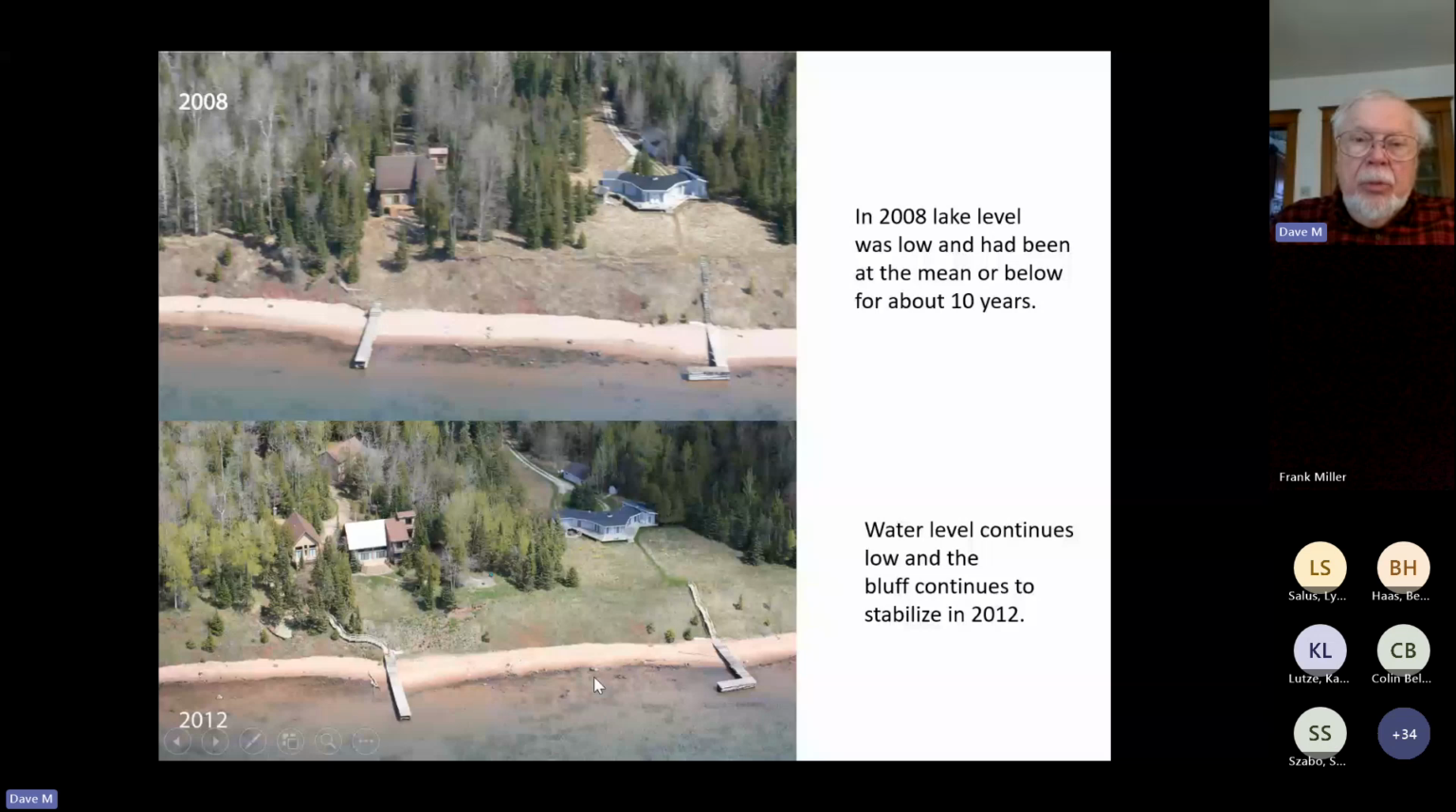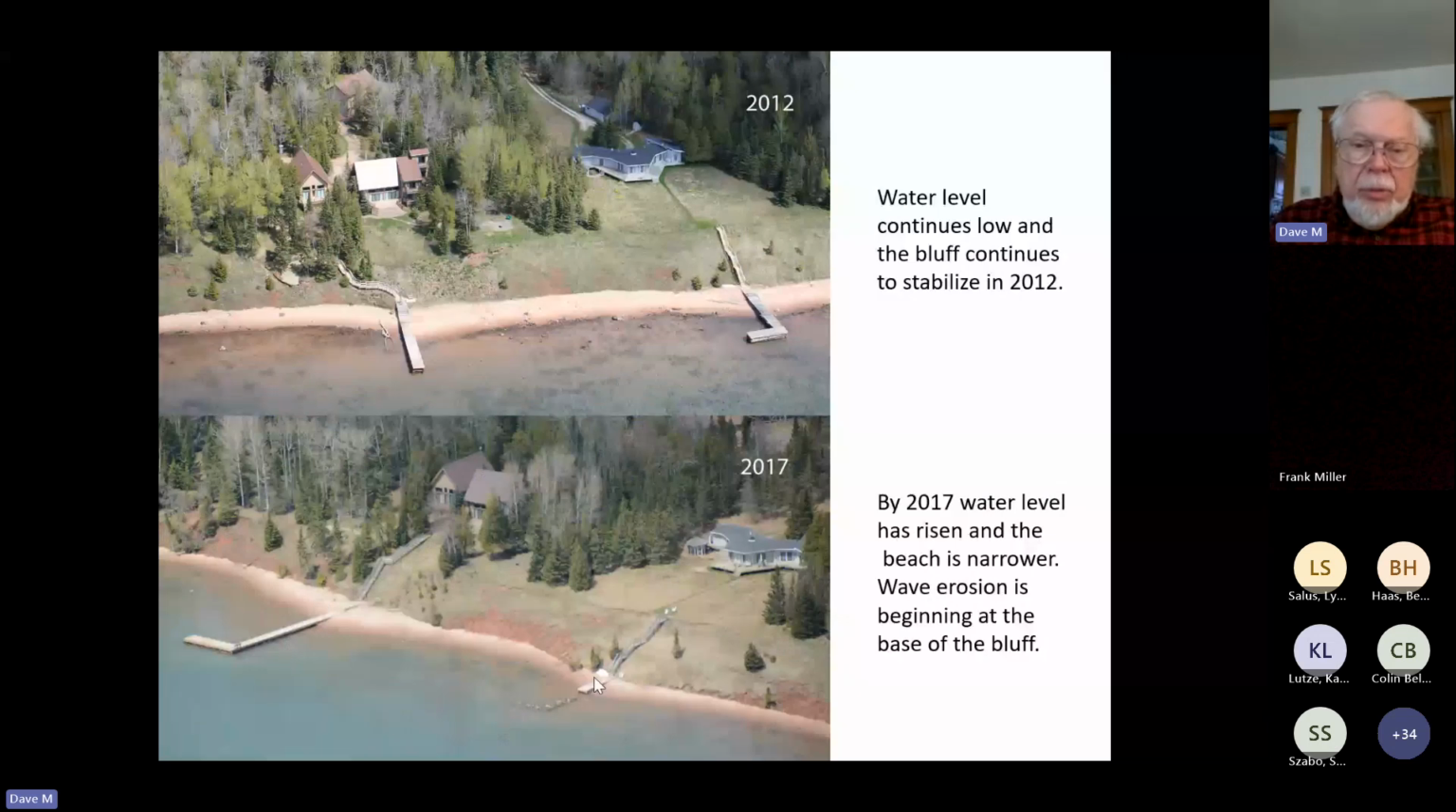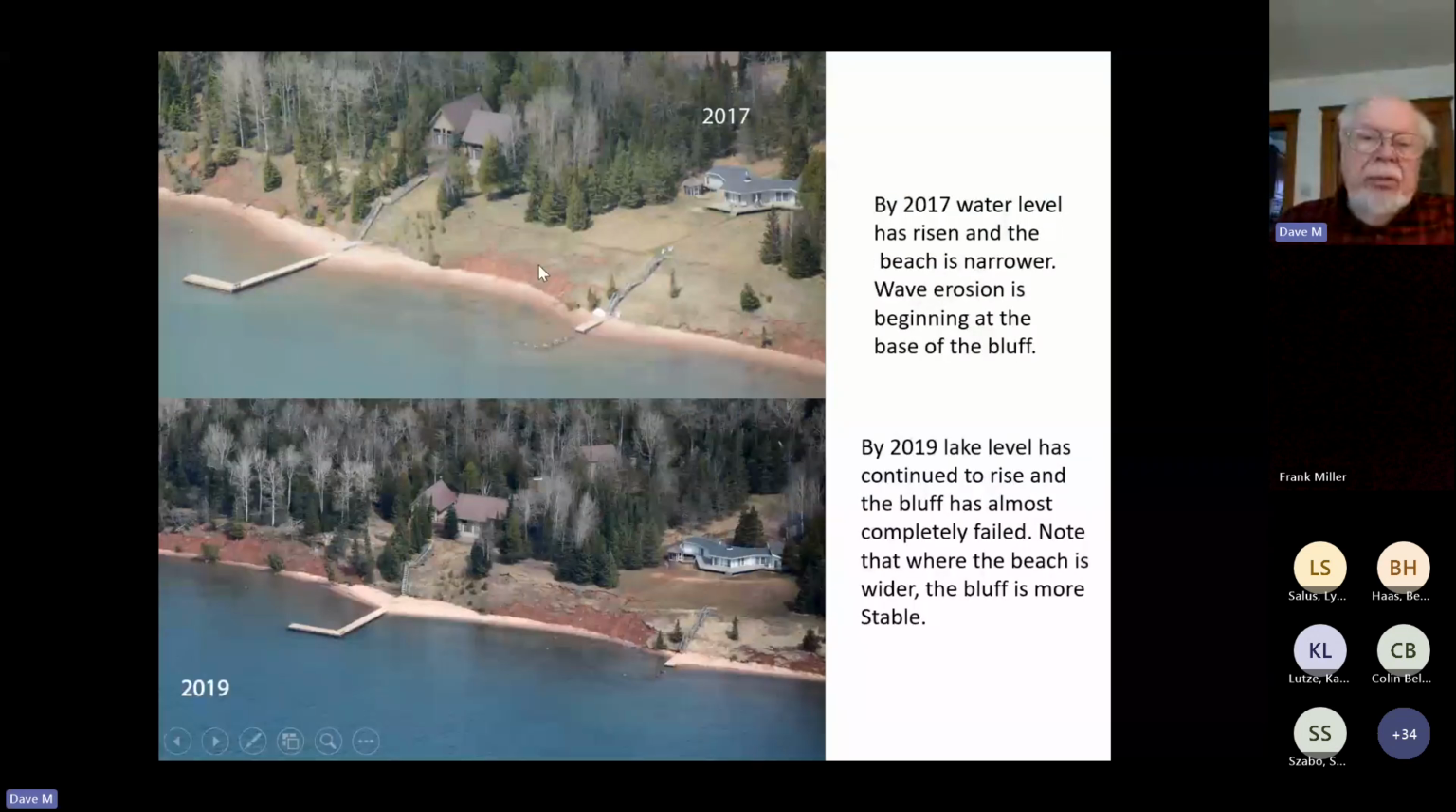Then we have 2012 at the top, which you just saw, and then 2017. Now water level is coming up, and it's been up for a couple of years, but it's certainly rising. And look what's happening at the base of the bluff. Now you can see exposed till down here and up here and over in here as well. So all of a sudden, within 2 years, 3 years of higher water level, this bluff is starting to retreat. And in 2017, you can see again this bare spot.